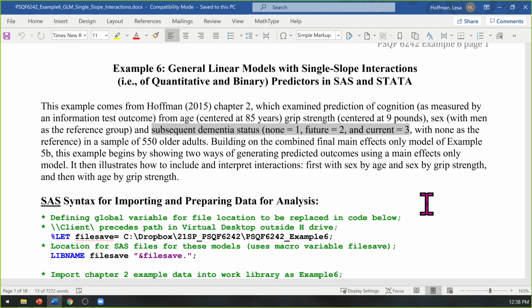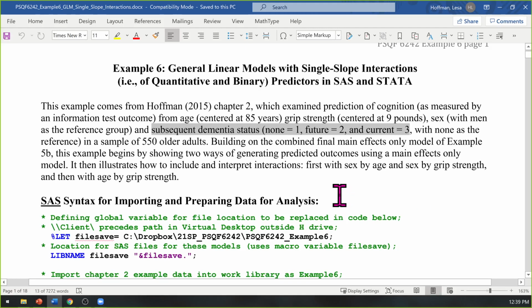So dementia, of course, is bad for you. It does bad things to your cognition and other physical and mental abilities, so we would expect that to have a negative effect. So the first set of models here is going to just look at the main effects of each of these predictors in predicting cognition, and then the next 2 or 3 sets of models, I can't remember how many I've got here, I think it's just 2, are going to add interaction terms.